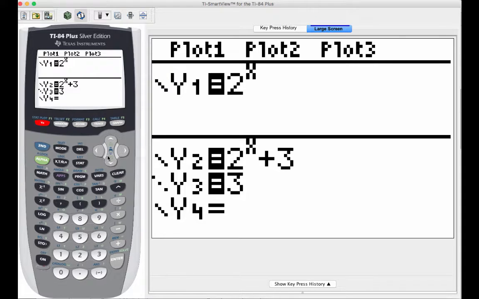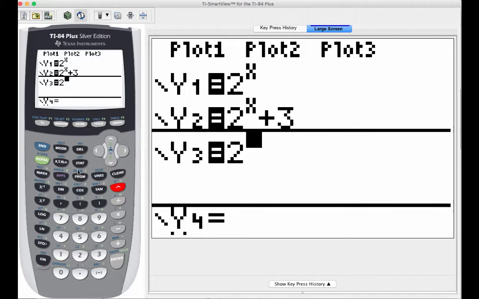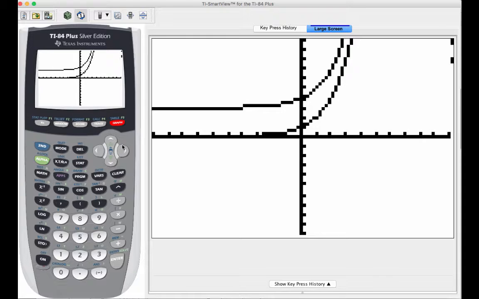Okay, let's go ahead and get rid of that one because this is going to get in the way of our further exploration here. And let's put in 2 to the x minus 3. Again, being careful to get out of the exponential position before we put in the subtract 3. There's our stock, y equals 2 to the x. There's y equals 2 to the x plus 3, and there's y equals 2 to the x minus 3.